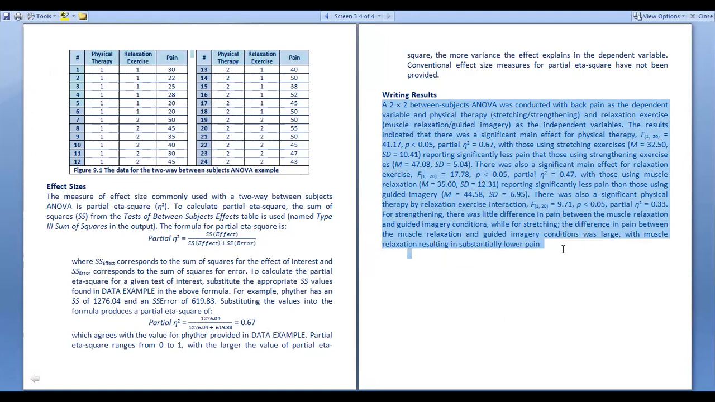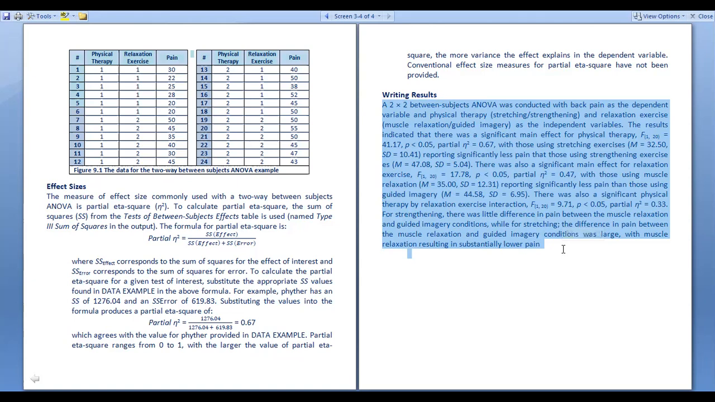A 2 cross 2 between-subject ANOVA was conducted with back pain as the dependent variable and physical therapy (stretching, strengthening) and relaxation exercise (muscle relaxation, guided imagery) as independent variables. The result indicated that there was a significant main effect for physical therapy, F 1, that is the degree of freedom 1, and degree of freedom 2 is 20. Degree of freedom 1 is because for physical therapy we have got 2 categories, so 2 minus 1 is 1.